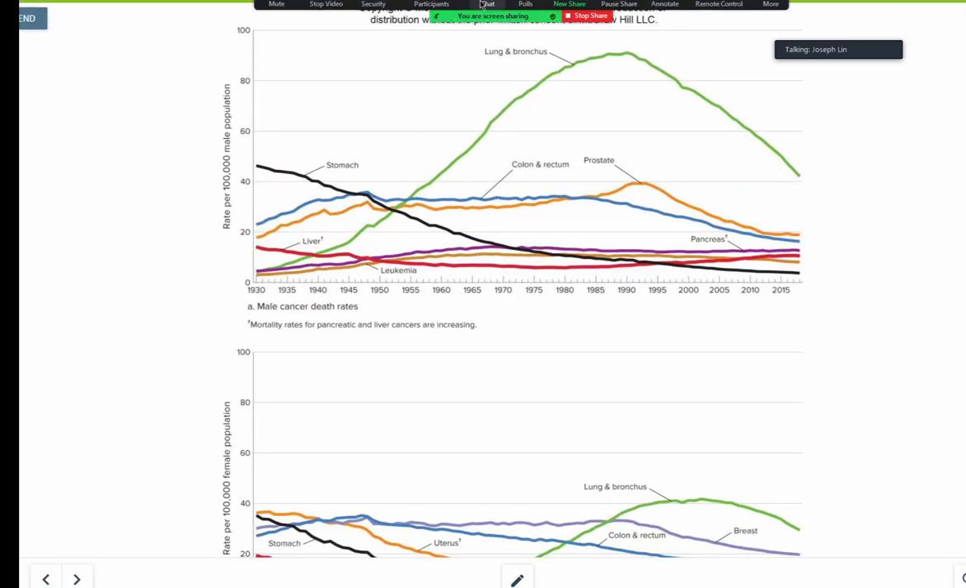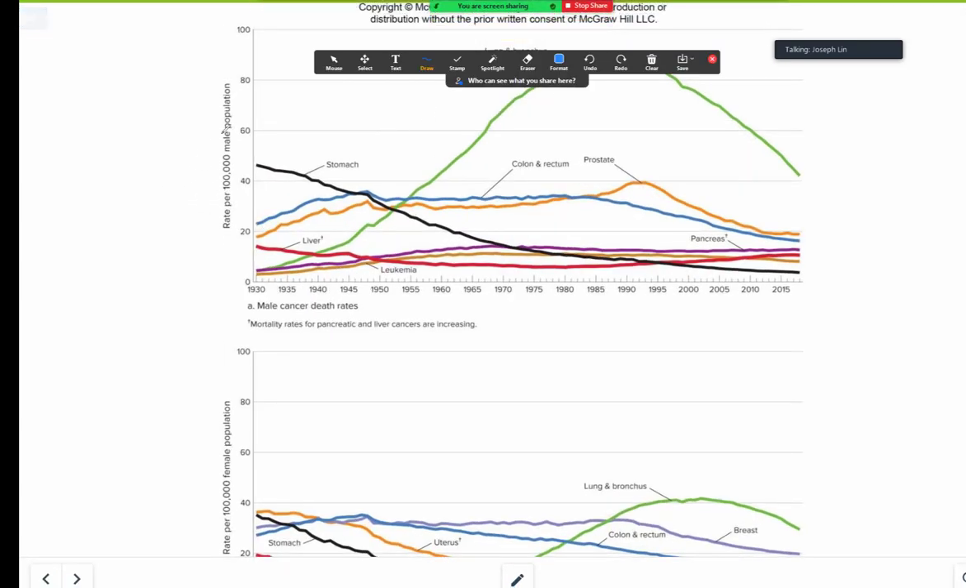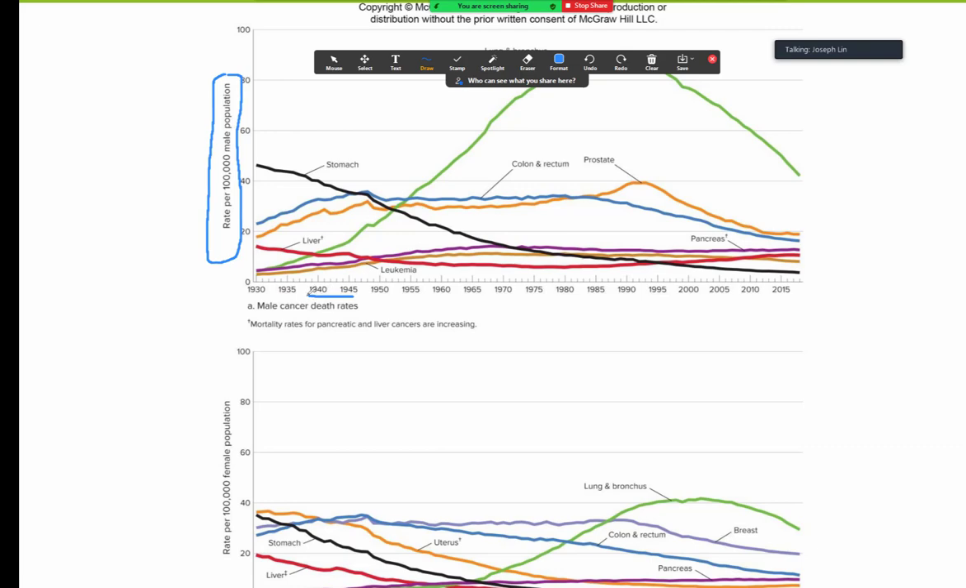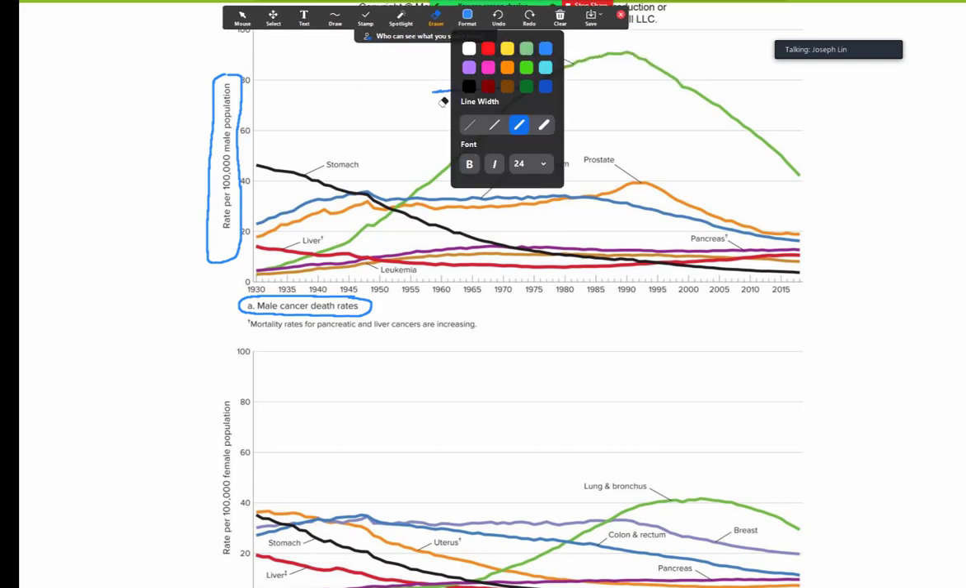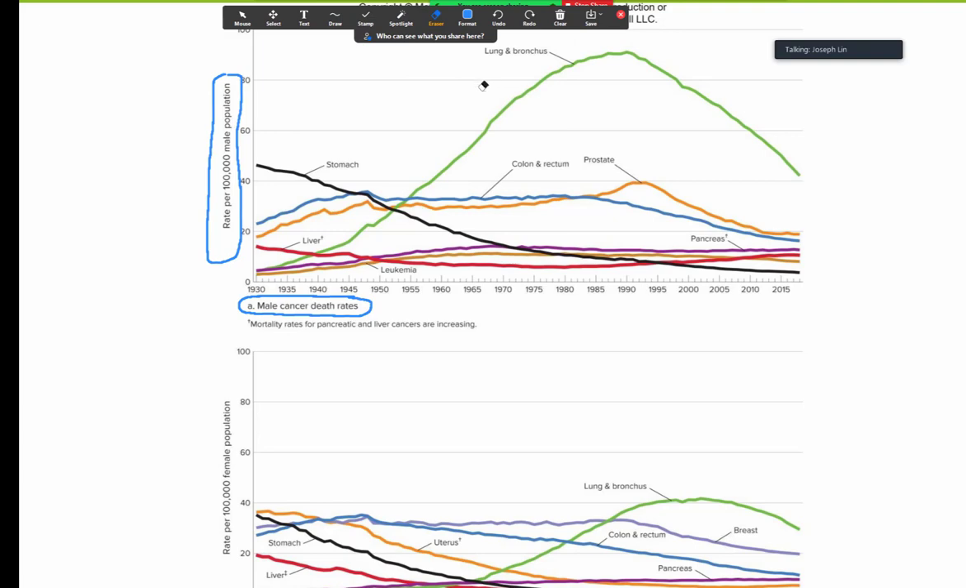So on the top here, let's look at the top chart. This is the amount of cancer per 100,000 male population. And then over here, we have the death rates for the males due to cancer. So what you can see over here is a couple of lines, and these lines represent different kinds of cancers. You have stomach cancer, lung cancer, prostate cancer, colon cancer, liver cancer, leukemia.